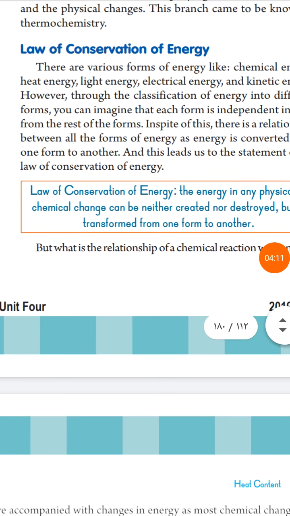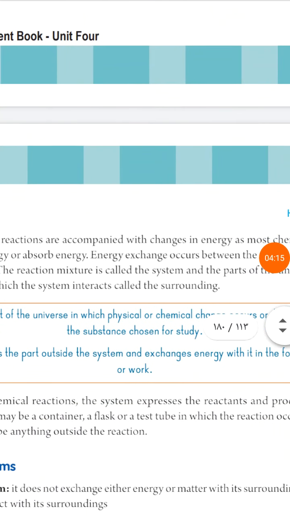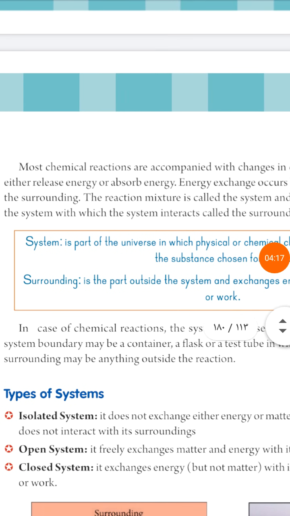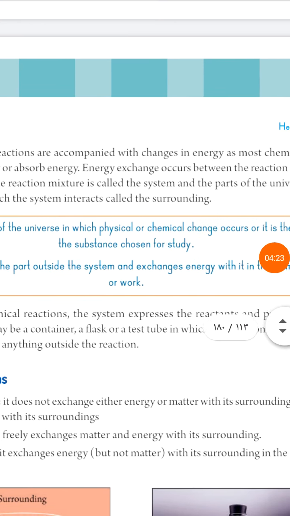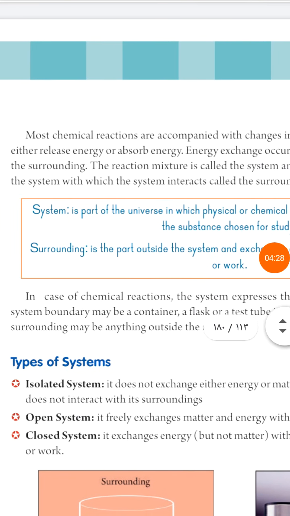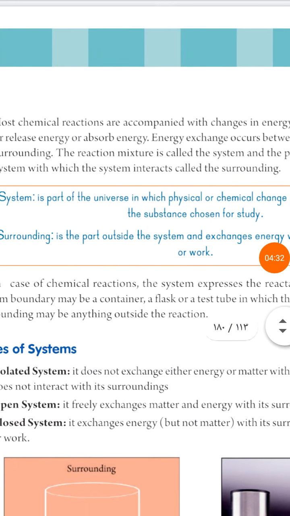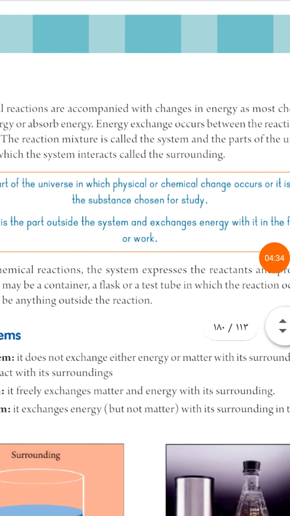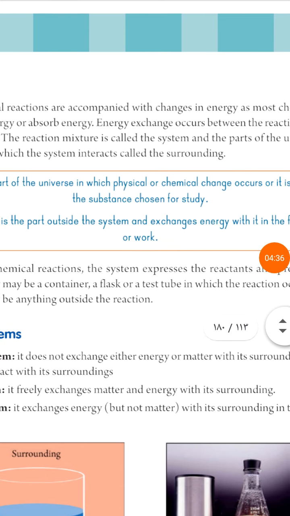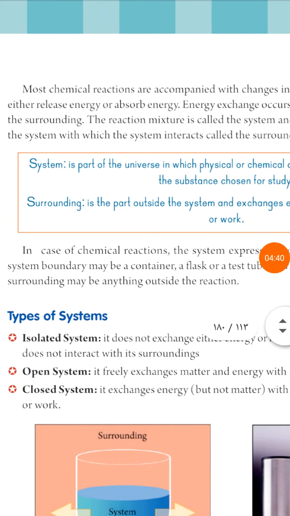But what is the relationship between chemical reaction and energy? We will identify here two other concepts, system and surrounding. Most chemical reactions are accompanied with changes in heat energy, as most chemical reactions may release or absorb an amount of energy. Energy exchange takes place between the reaction mixture and the surrounding.